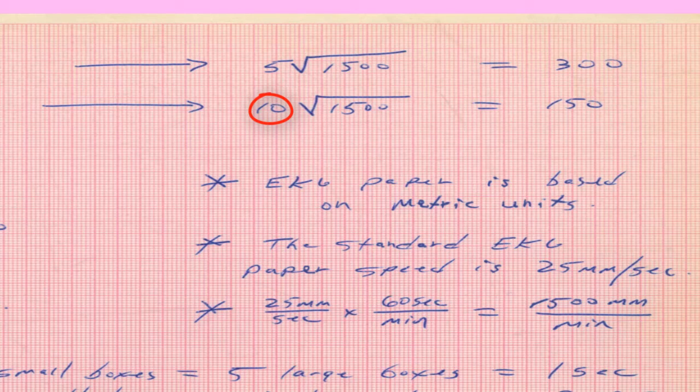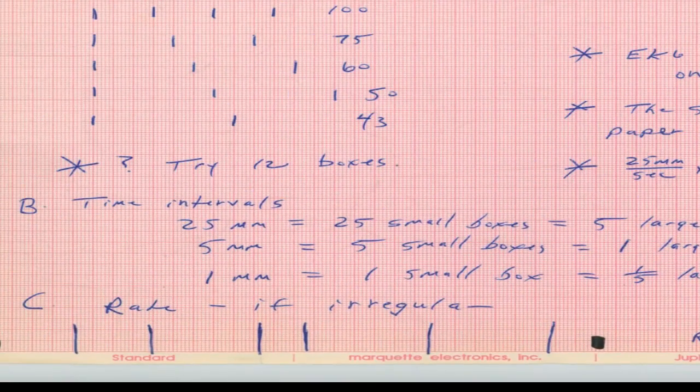That's why this works, because it's all in metric units, and there's a standard EKG paper speed of 25 millimeters per second. The 25 millimeters per second times 60 seconds in a minute, which we all know, gives you 1,500 millimeters per minute. That's why you have the constant of 1,500. So you can get the rate that way, and again, we'll practice that in a few minutes.